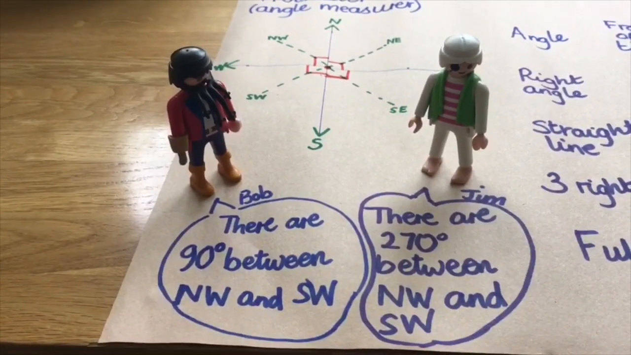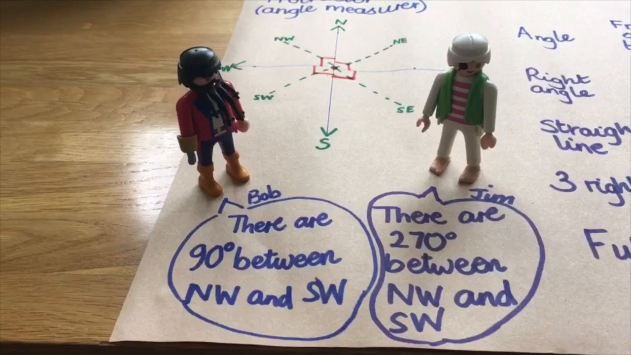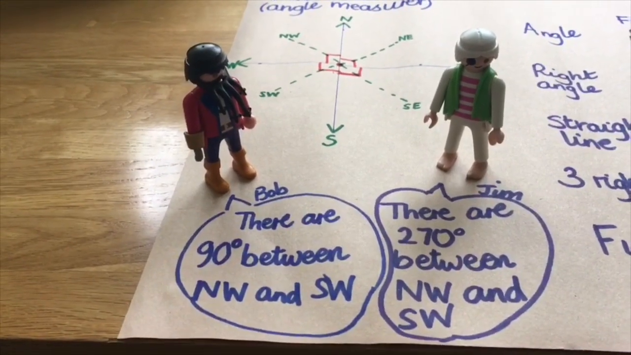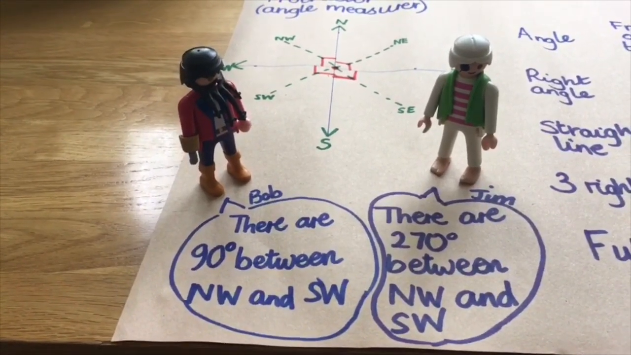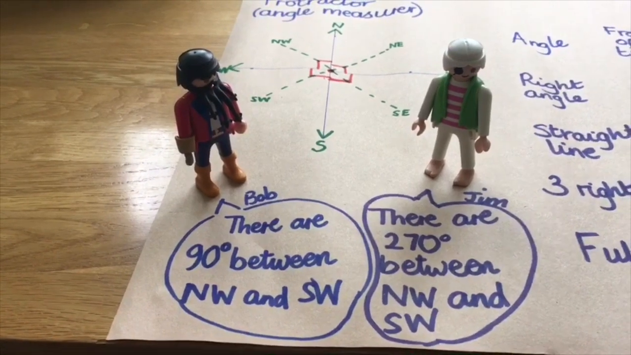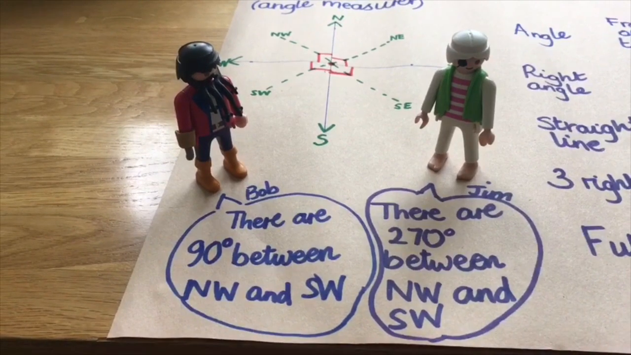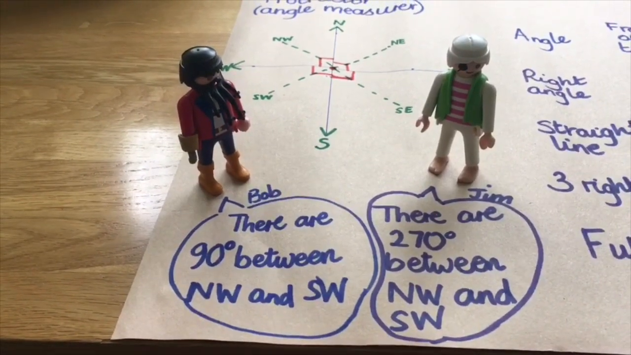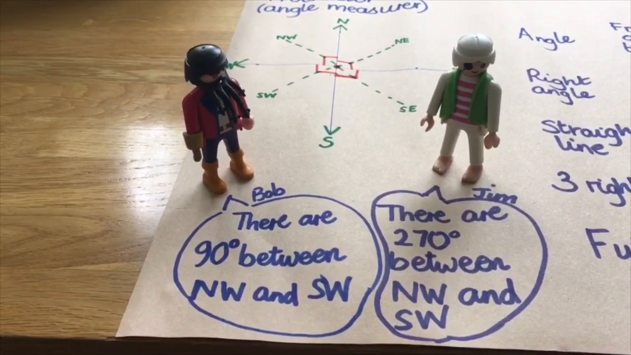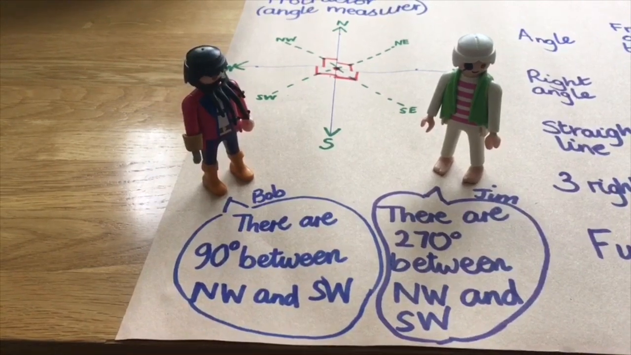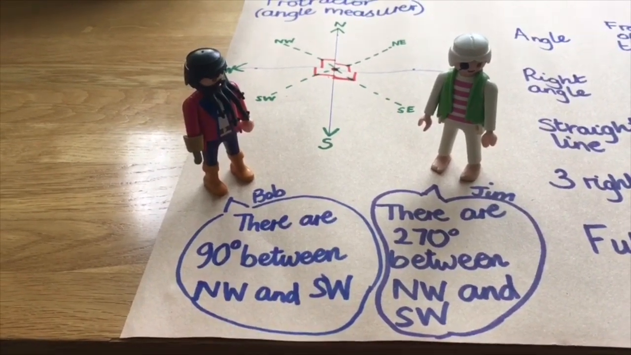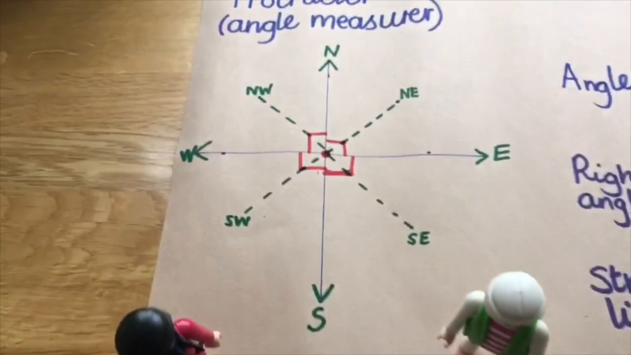These two pirates, Bob and Jim, are having a bit of an argument over a question that the captain has asked them. They've been asked how many degrees there are between northwest and southwest. Bob says there are 90 degrees between northwest and southwest. Jim says there are 270 degrees between northwest and southwest. What do you think?